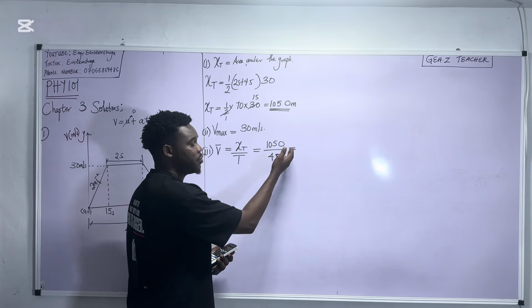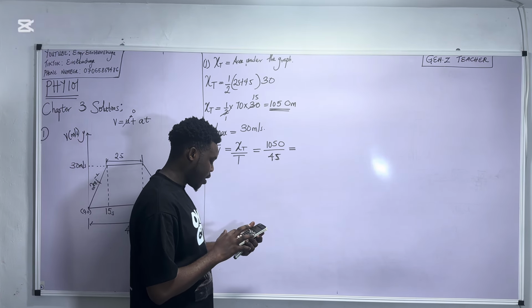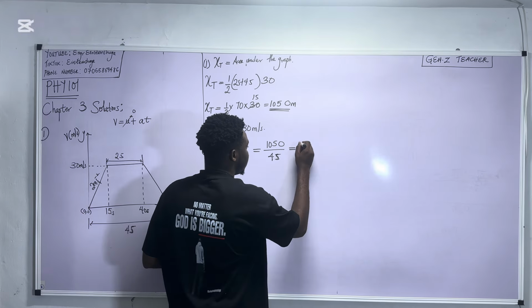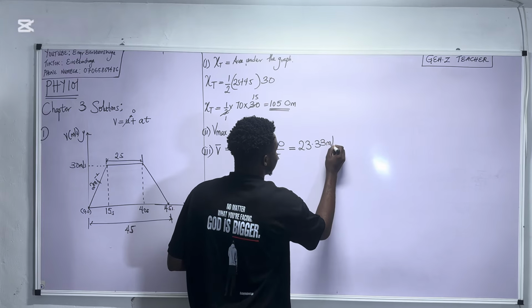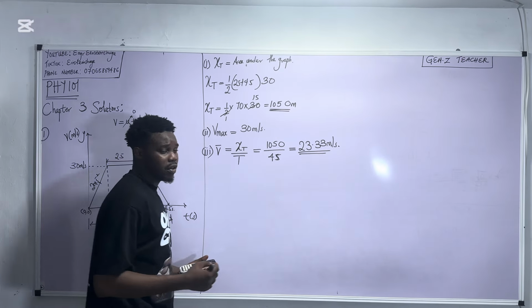What is 1050 over 45? 1050 over 45 should give us 23.333. So say 23.33 meters per second. This becomes the average velocity.